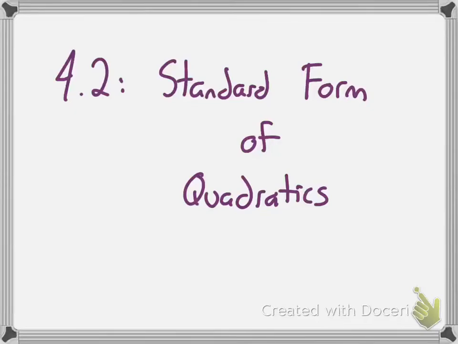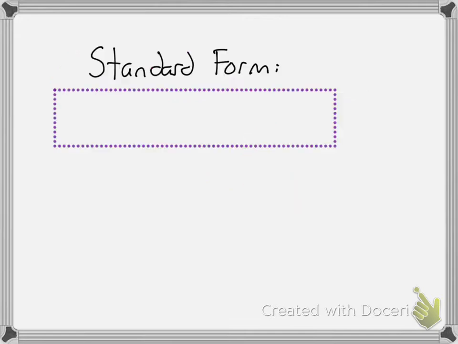Alright guys, in section 4.2 we're going to talk about standard form of quadratics. So there's going to be three main forms of quadratics that we go over. Each of them kind of have their own key feature to focus on. In the last section we learned about vertex form. You could find the vertex there. In standard form, there's going to be different key features that you could notice as well.